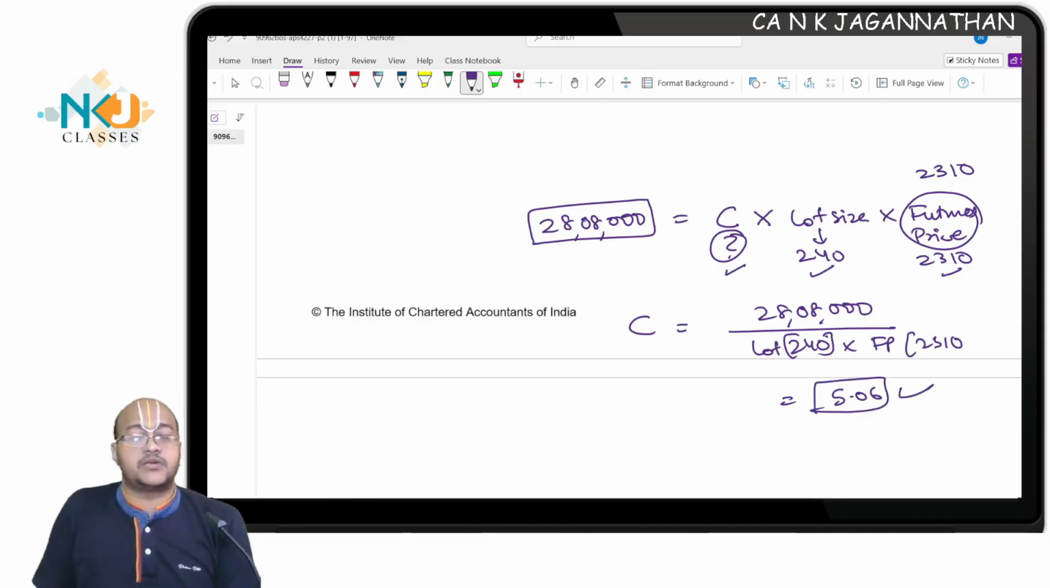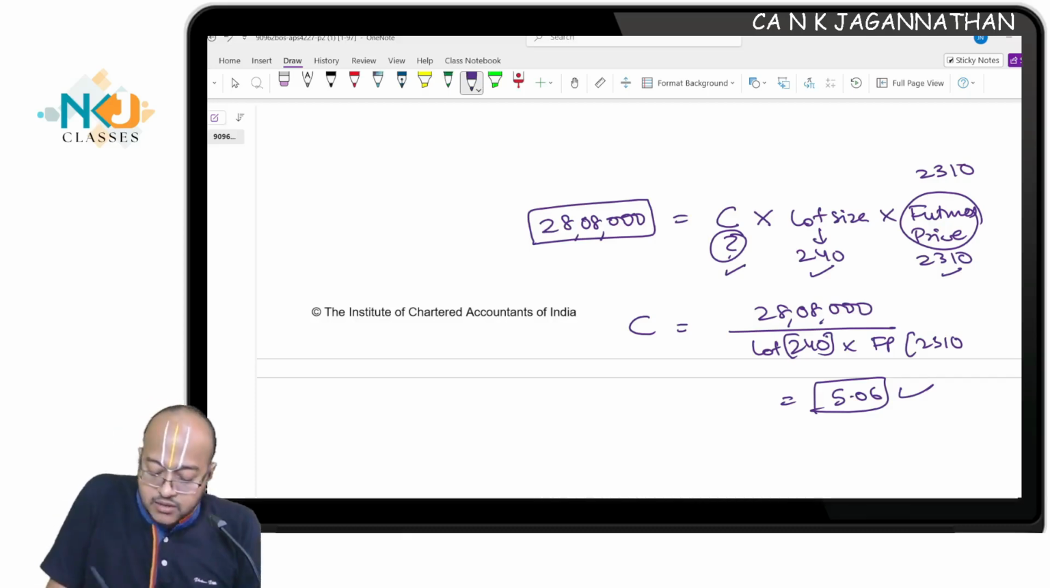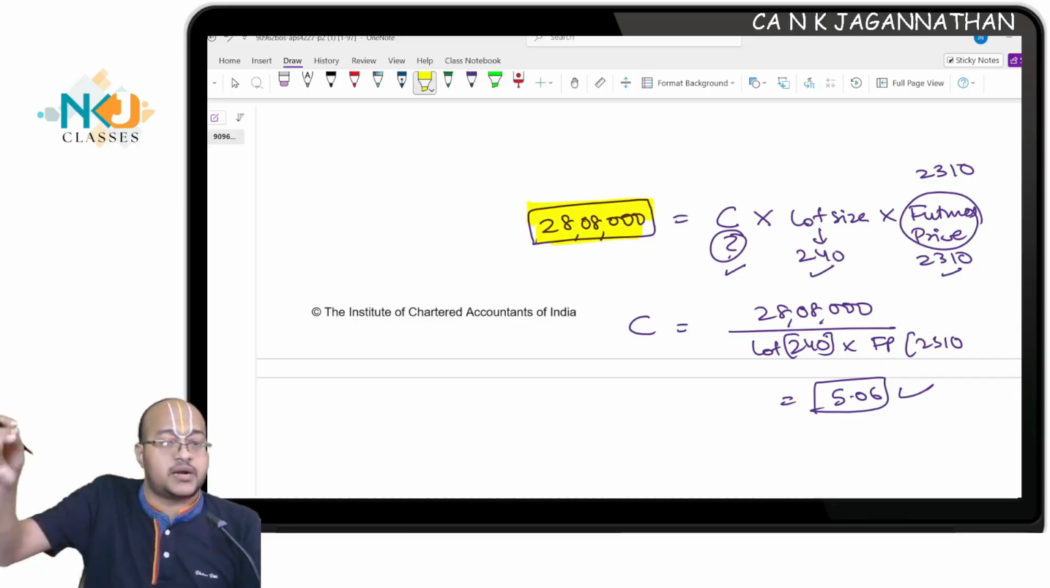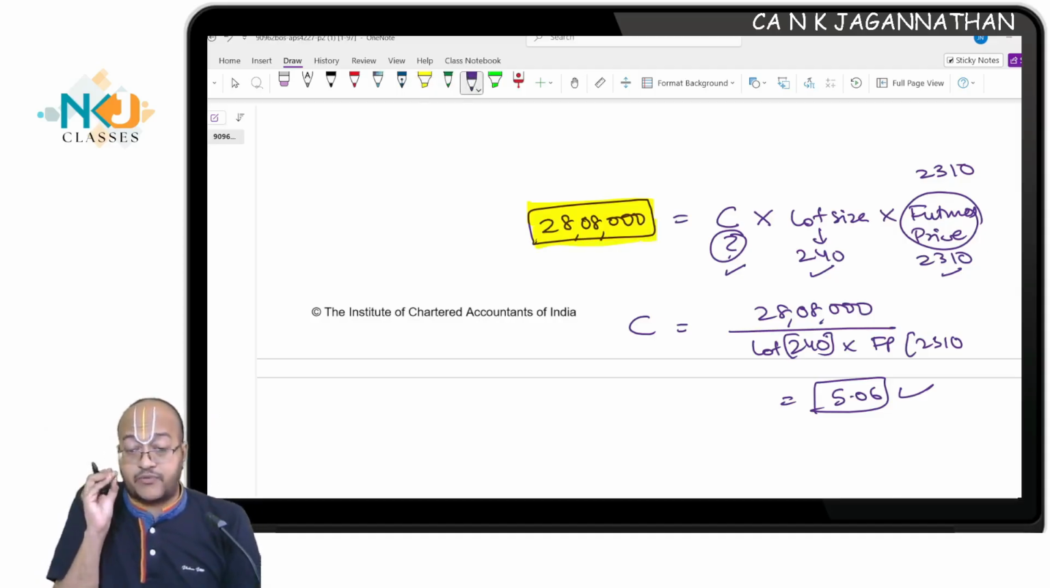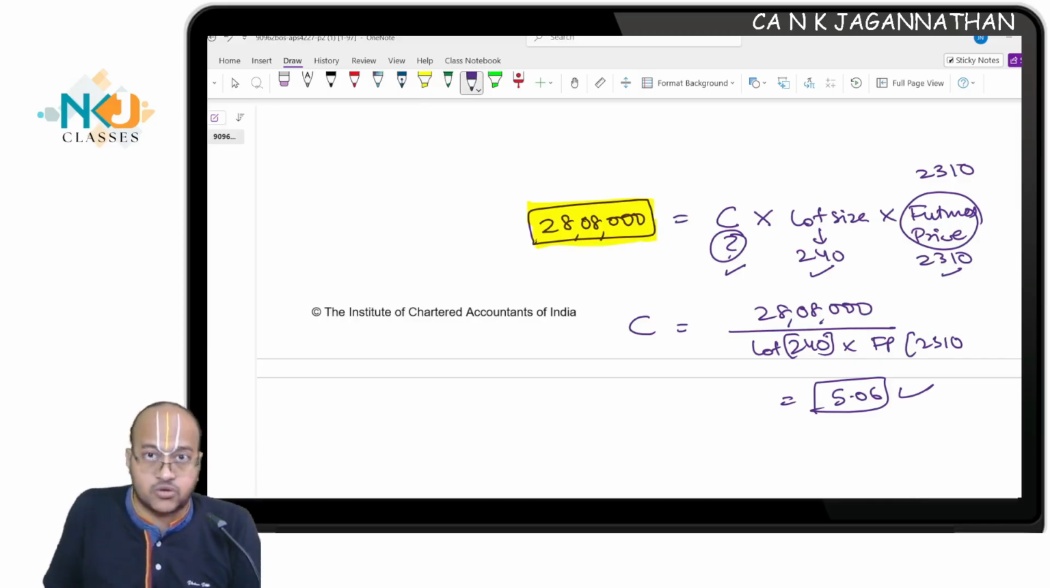Now see, based on the requirement, you need to see here. To get a perfect hedge, this I call a perfect hedge, because it is cash market value into beta times the cash market value. So to get a perfect hedge, you need to take exposure of 28 lakhs 8,000. Here you got 5.06. You can either take 5 or 6. 5 is the nearest number to this, so I'll take 5 as my contract.